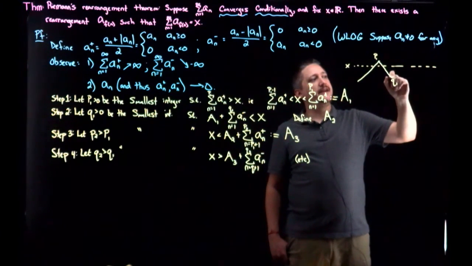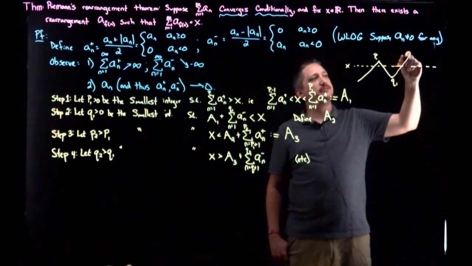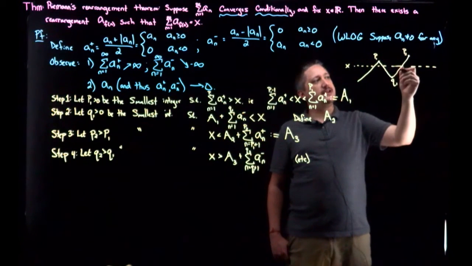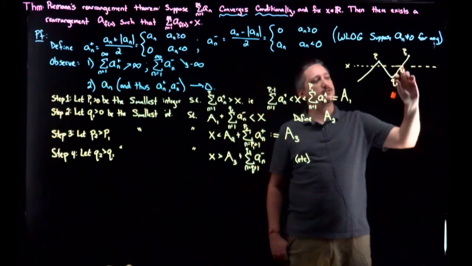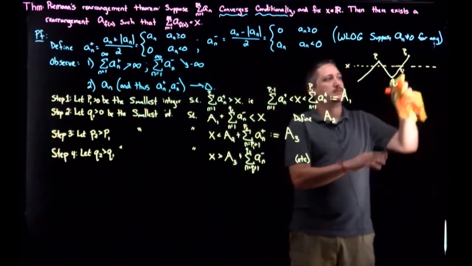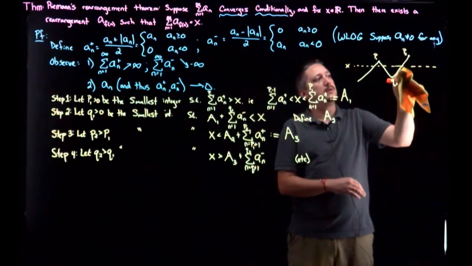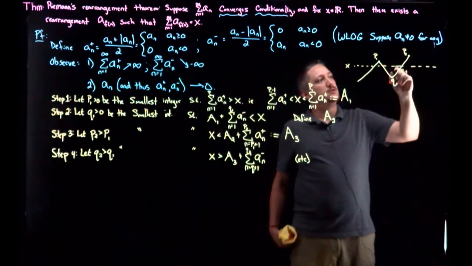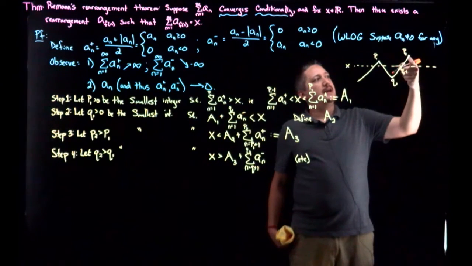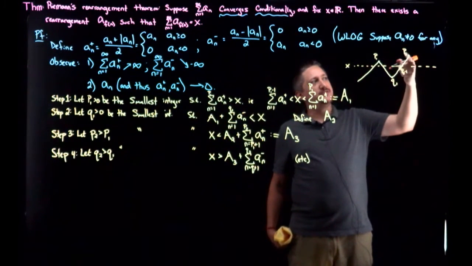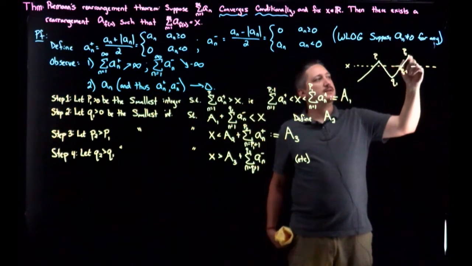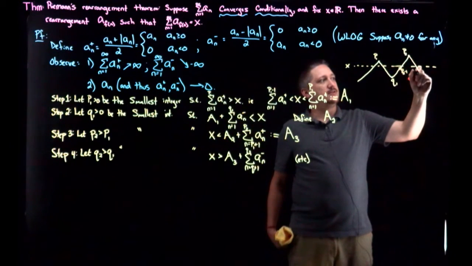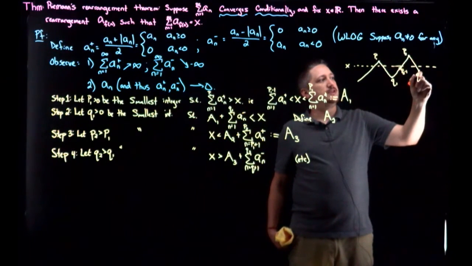And then the next time I add, I'm going to go up until I'm just past again. So I'm going to go up to P2, where down here would be something like P2 minus 1. The sum up to P2 minus 1 would be just below the line. And when I add up to P2 terms, I'm above the line. And then the next time I go down, I'll get maybe to Q2, same idea.